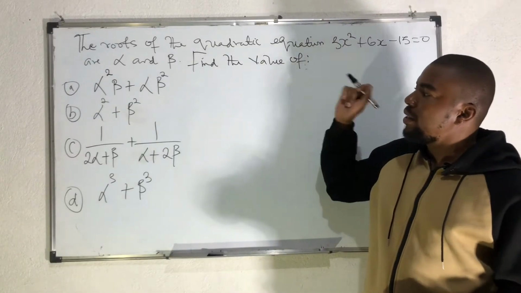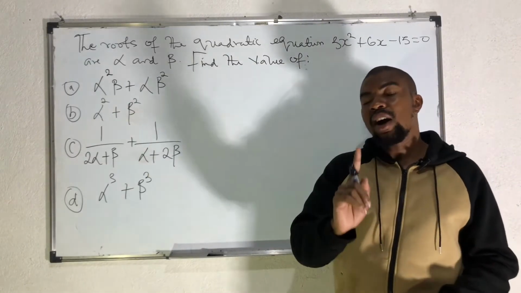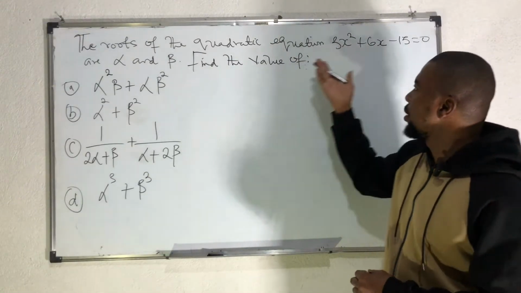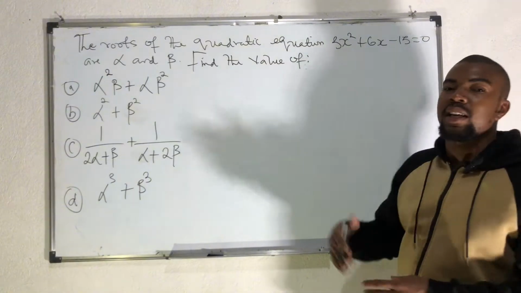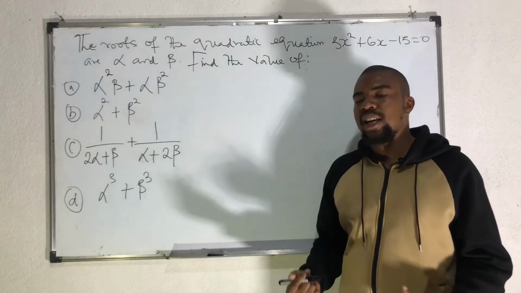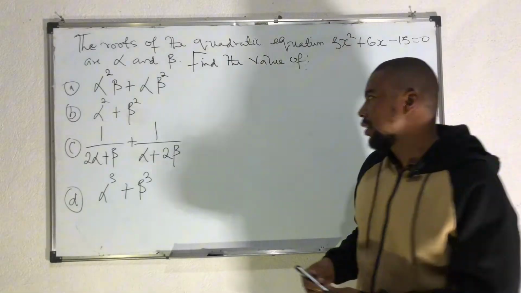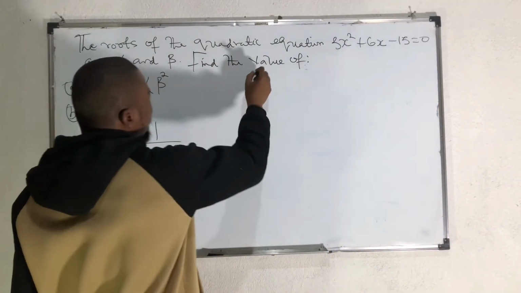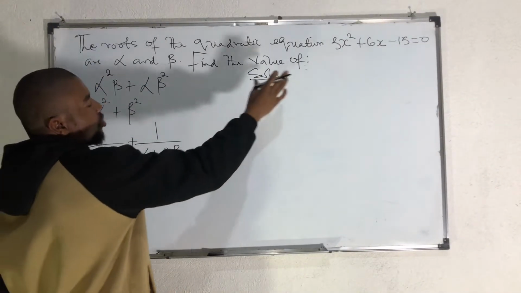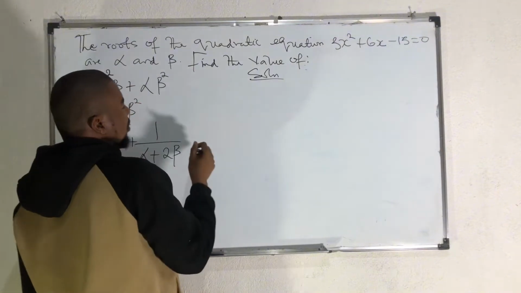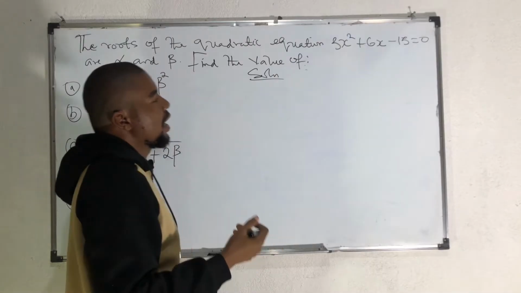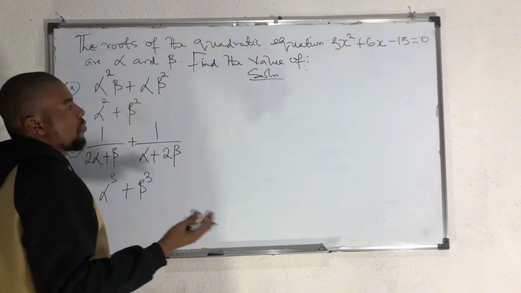For you to find the value of everything here, the first thing that you have to do is to find the sum of the roots of this equation and the product of the roots. And we have a formula for that. I'm going to write my solution. The formula for finding the sum of roots for every quadratic equation is -b/a. This is a formula that's really very important, and you need to have that at the back of your mind.